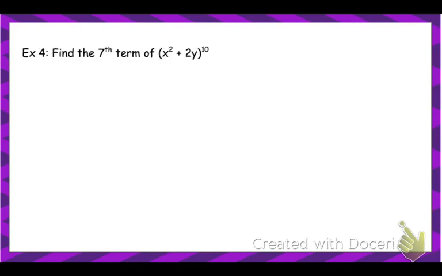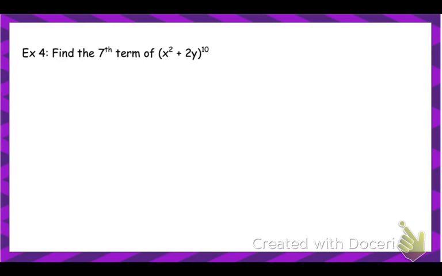All right, so we want to find the 7th term of this expansion. So if we're only looking for a single term, we don't really want to write out all 11 rows of Pascal's triangle. We also probably don't want to FOIL this whole thing out because it's going to take a really long time. So this is why it's helpful to use the shortcuts that we just talked about.